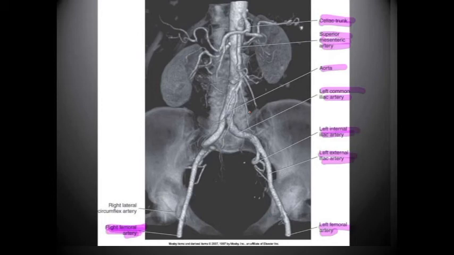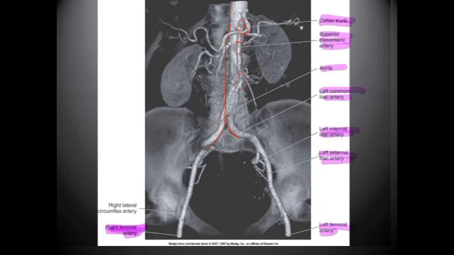So basically, I'm going to have just a little review over arteries and vessels. As we're coming down through the aorta, we have the celiac axis, which is right around here, and then we have the superior mesenteric artery, or SMA. Then we have the IMA somewhere, probably around here.